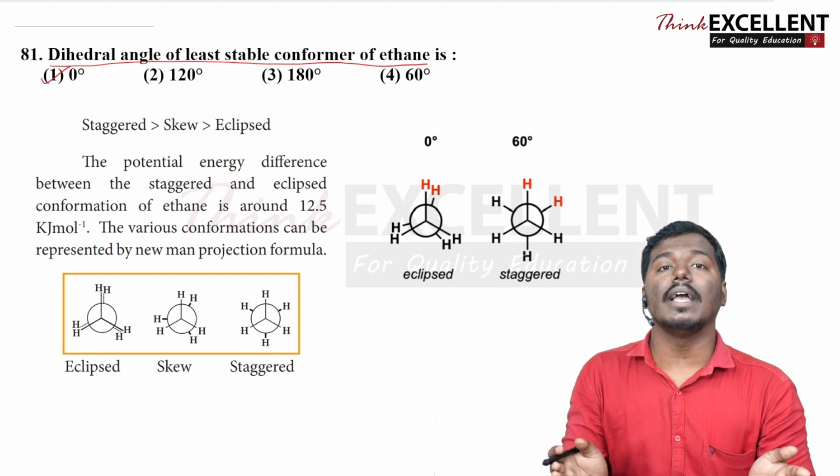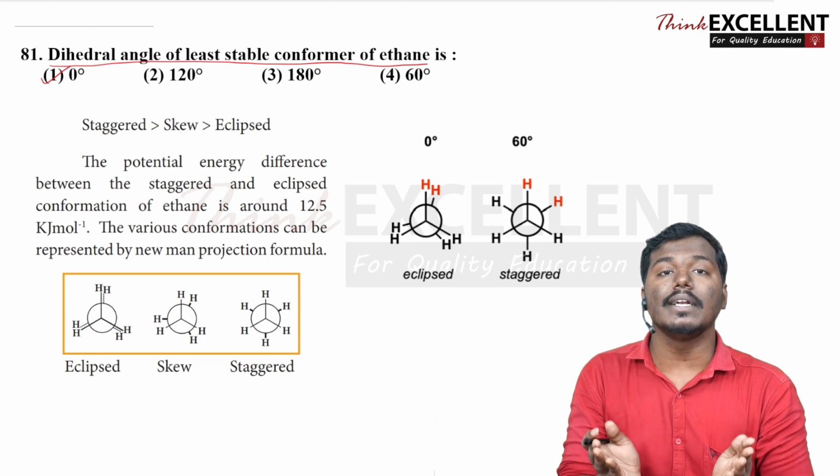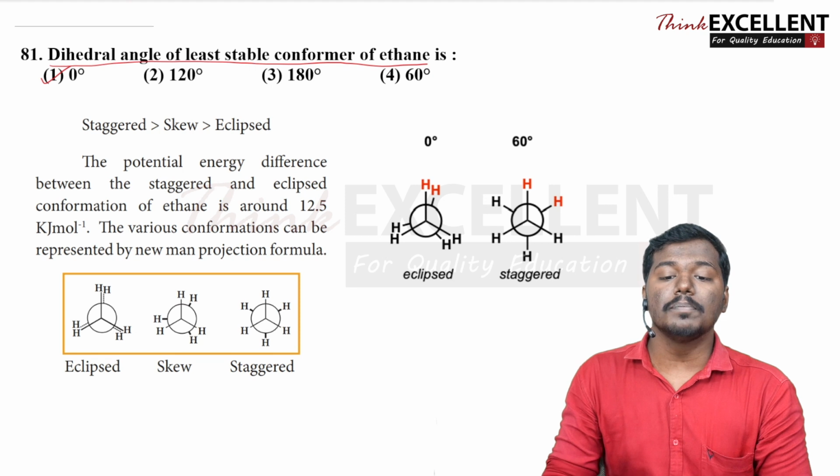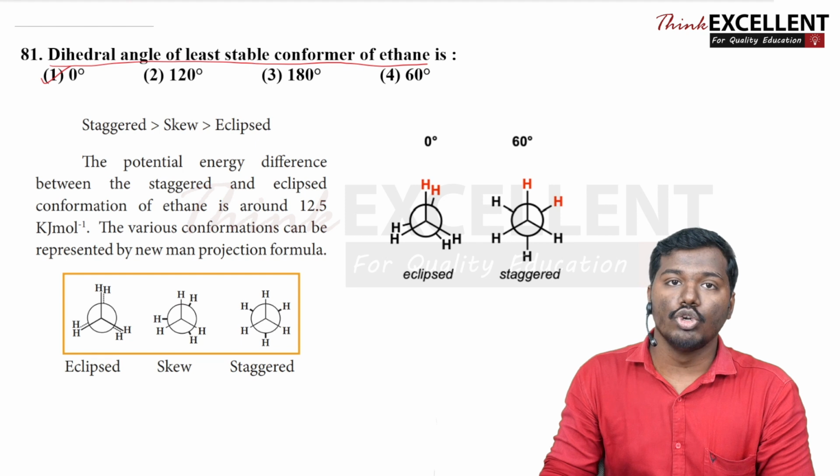So what is this dihedral angle? It is the angle between two intersecting planes. So adula eclipse la, the rendu planes ku edaila 0 degree irukku. So the dihedral angle of the least stable conformer, that is the eclipsed form of ethane, is 0 degree.